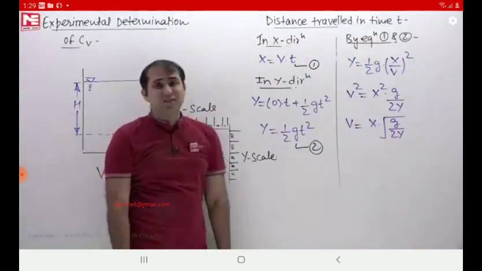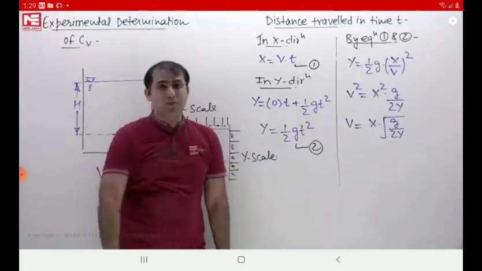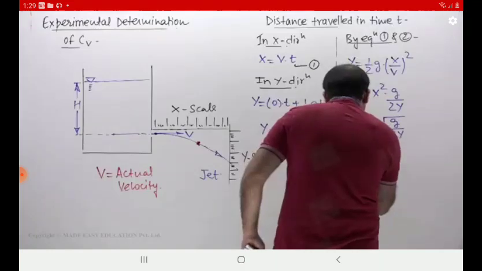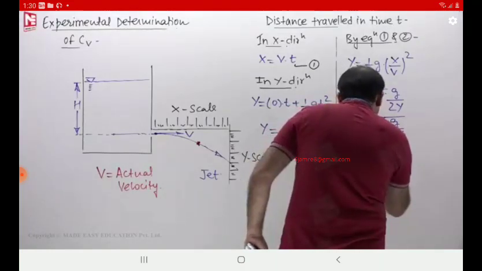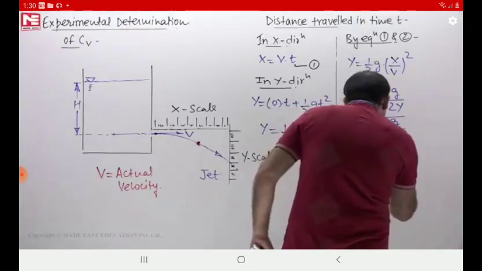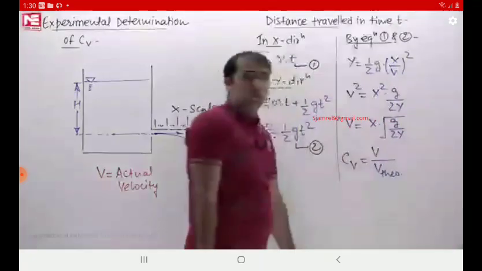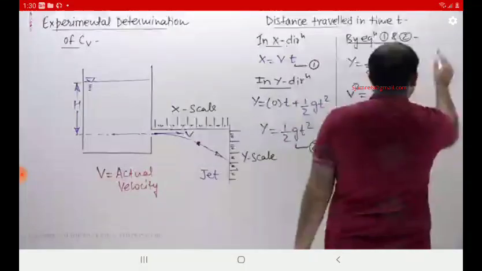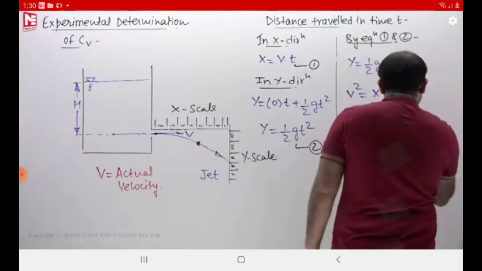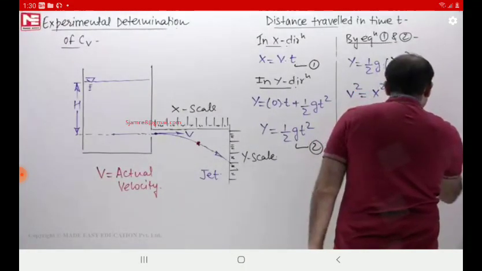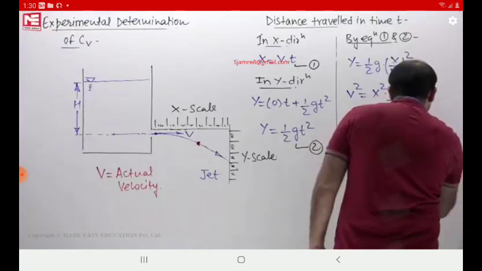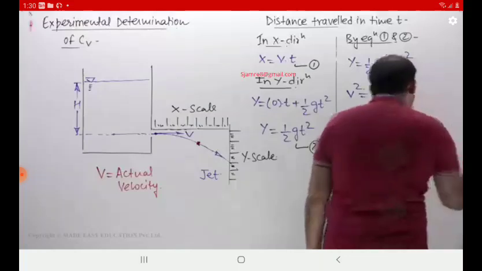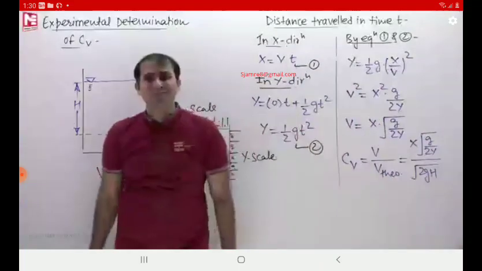CV, मुझे डालना था. CV equals to what? Actual upon theoretical. So this is CV equals v upon v theoretical, because v is the actual velocity. So my dear, I have a space here. So this is x root of g upon 2y. Theoretical velocity is what? Root of 2gh. Already हम पढ़ के आए हुए हैं.